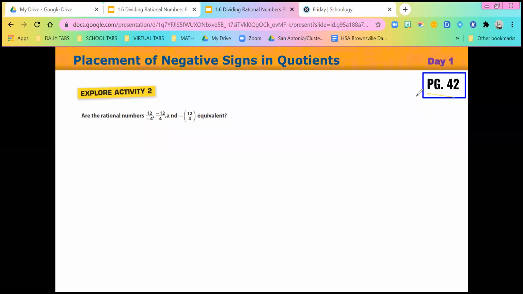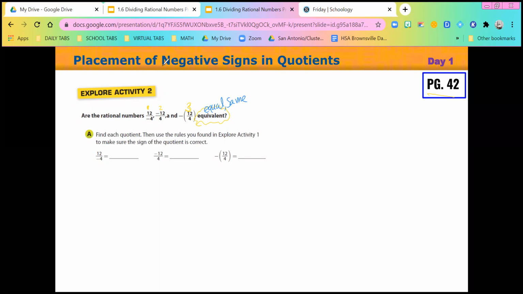So page 42. We're going to be looking at placements of negative signs in the quotient. So our activity here is, are the rational numbers 12 divided by -4, -12 divided by 4, and -(12/4) equivalent? Well, first of all, I need to know what the word equivalent means. This is just a big fancy word for, are they equal? Are they the same? That's all equivalent means. Another word for equivalent is equal. Do they have the same weight? Things like that.